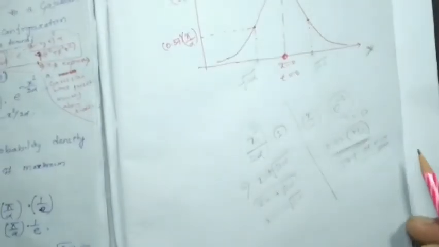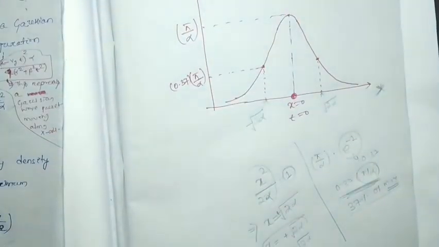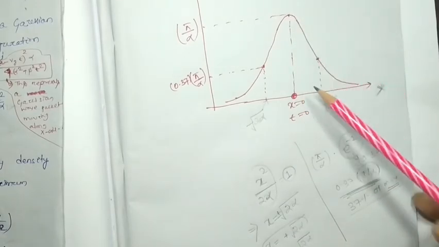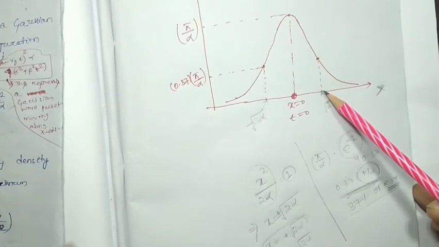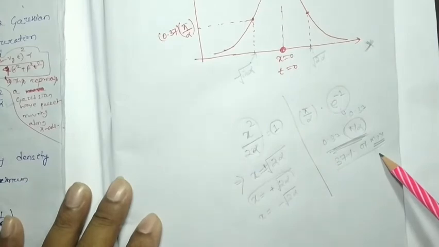Okay. So at this point the probability density will be how much? It will be 0.37 of maxima, or we can say 37% of maxima. So where did we get the maxima? We got the maxima at the origin. Here the maxima is this one. So at this point, the value is reduced to 37%.